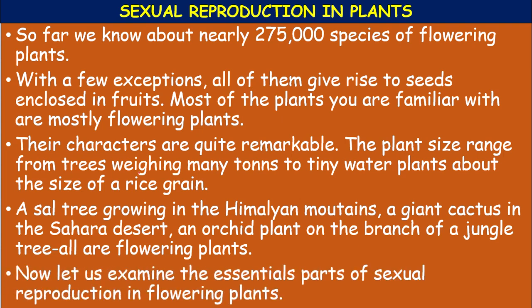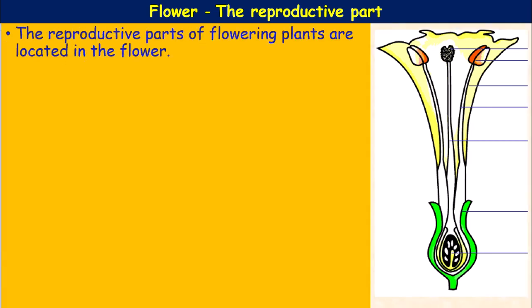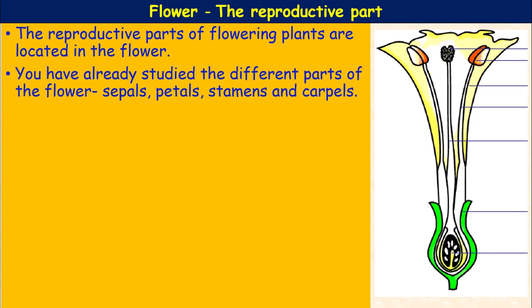Now let us examine the essential parts of sexual reproduction in flowering plants. Let us take a typical datura flower. The flower, the reproductive unit of flowering plants. The reproductive parts of the flowering plants are located in the flower. You have studied already the different parts of flowering plants. What are they? Sepals, petals, stamens and carpels. Can you identify? This is the stalk of the flower, pedicel.